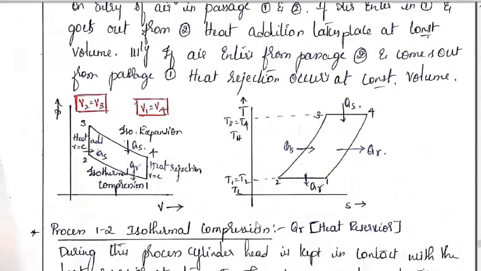Now, let us discuss the TS diagram for the built-up PV diagram. 1 to 2 is isothermal compression. If it were adiabatic, entropy would have remained constant. Now, isothermal compression, so I write on 1 to 2, isothermal compression, where temperature remains constant, T1 is equal to T2. What happens in 2 to 3? Heat addition at constant volume. During heat addition, what happens to temperature? It increases. I have shown 2 to 3, which is increasing in temperature.